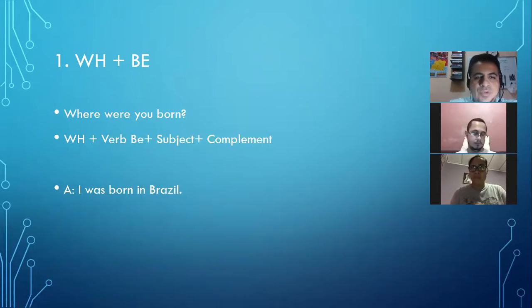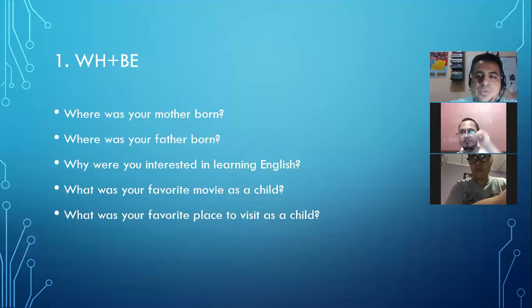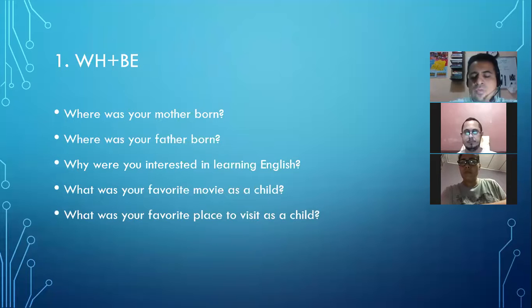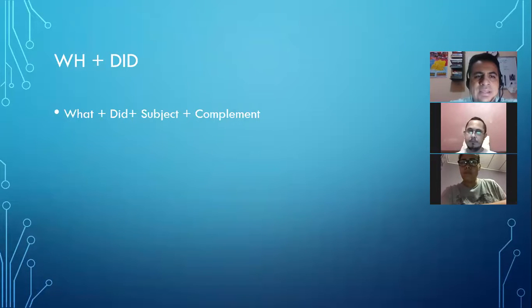All right, so question number 1, the first type of question is WH plus the verb to be. For example, you say, where were you born? ¿Dónde? I was born in Brazil. Examples. Where was your mother born? Where was your father born? Why were you interested in learning English? What was your favorite movie as a child? What was your favorite place to visit as a child? What or any WH word plus the verb to be. Verb to be in el pasado, ¿verdad? Was and were.